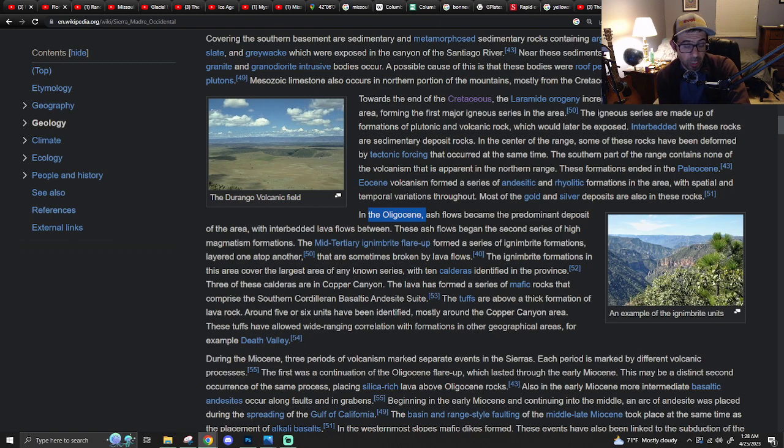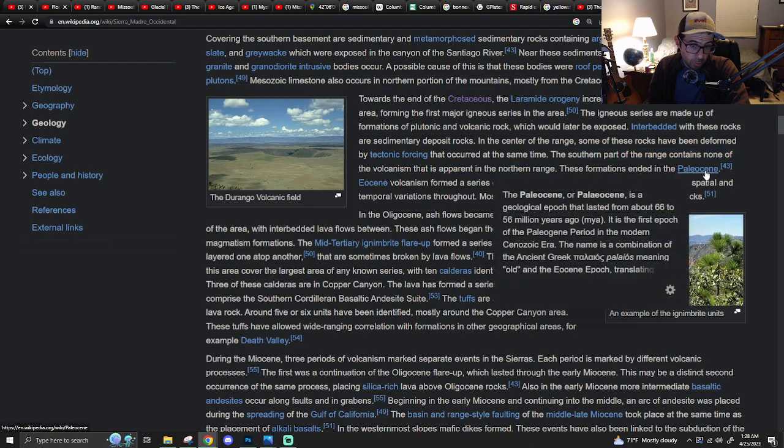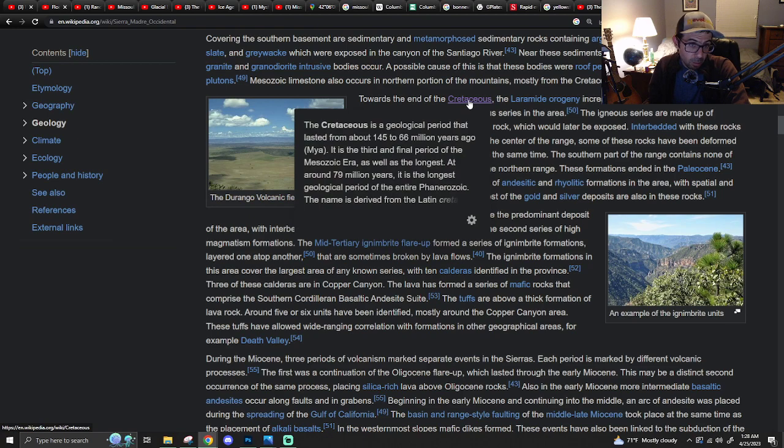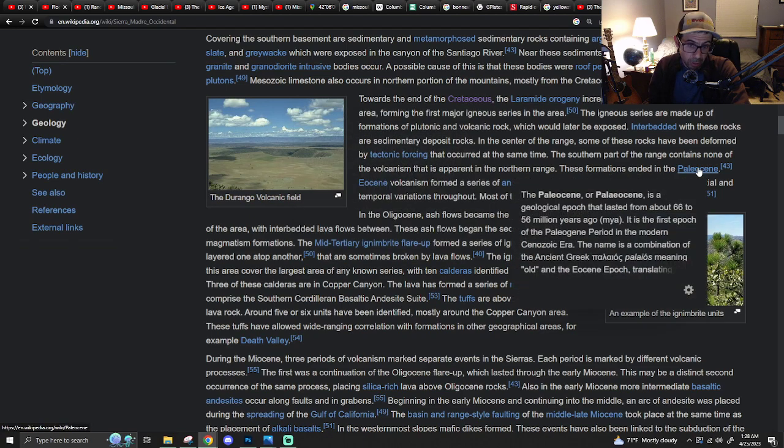The southern part of the range, which that current would probably do, the southern part of the range contains none of the volcanism that is apparent in the northern range, which kind of makes sense if there's an inflowing current that's more vented, then it doesn't need to vent. So it vented in the northern section where it was coming from, and then was not doing the same, none of the volcanism. These formations ended in the Paleocene, so right after the KT boundary, approaching the KT boundary, and then early on after.